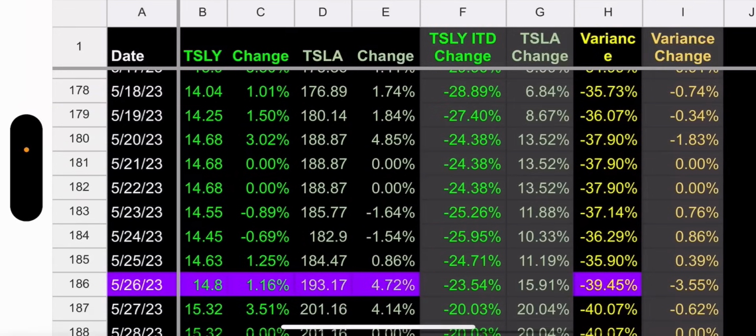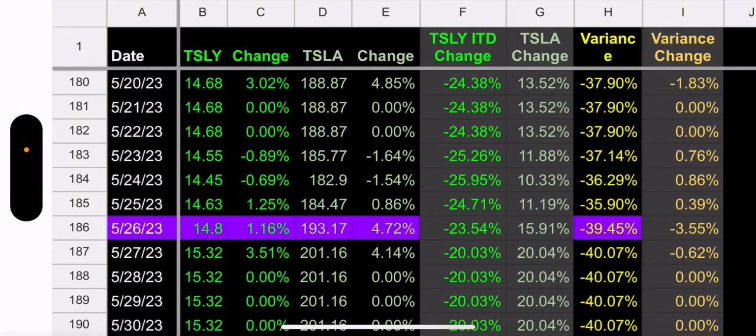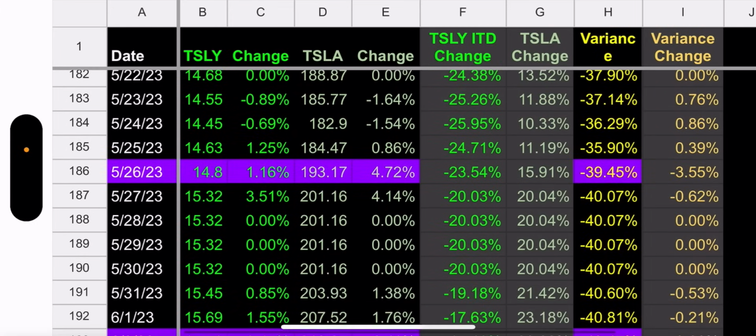Oh, we got a purple, unfortunately, because Tesla, out of nowhere, 4.72% jump, and we captured 1.16%. So we lost out on 3.55% capital gains in one day. So yes, that's very damaging. If you look at the next day, maybe they closed out the position. They went up 4.4%, we captured 3.51%. It's pretty amazing. So I'll take that.